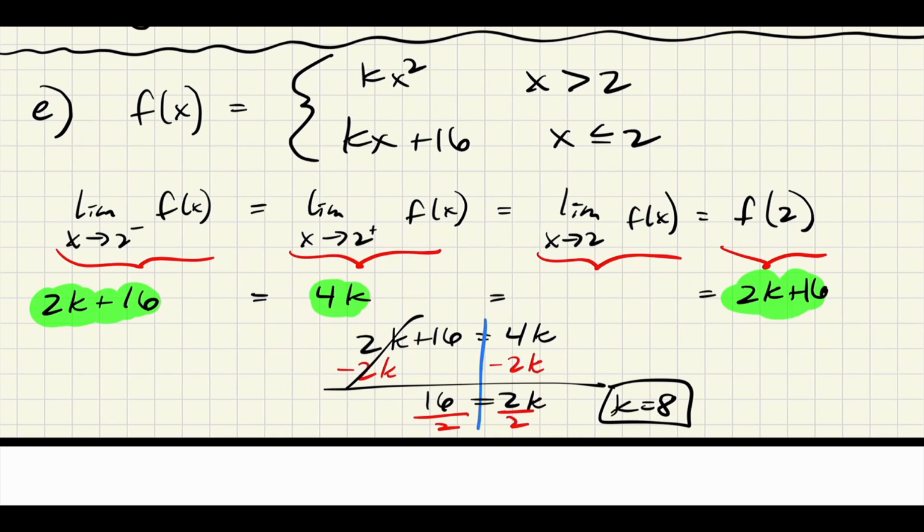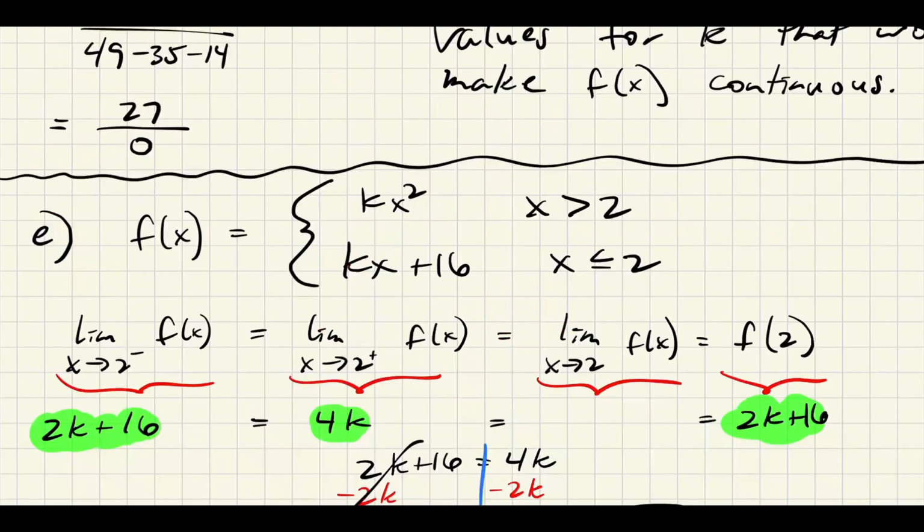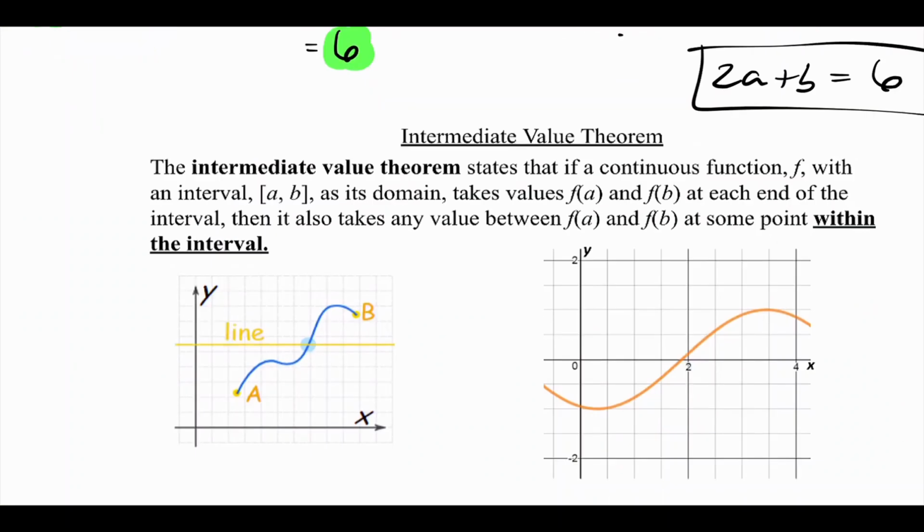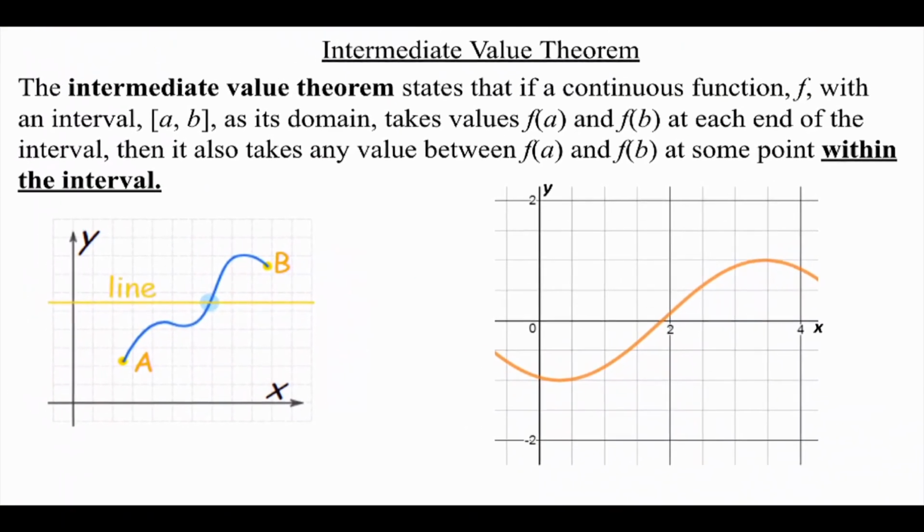Okay, so there's one last thing we have to talk about in this chapter, and it's tiny. The idea is really easy, but sometimes it looks a little more difficult than it is. So that's called the intermediate value theorem. This is the textbook definition of it, but I'll explain what it is.